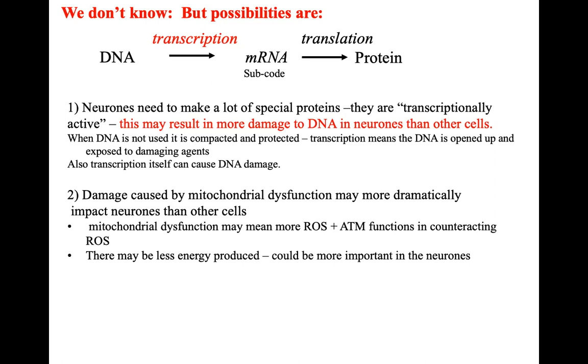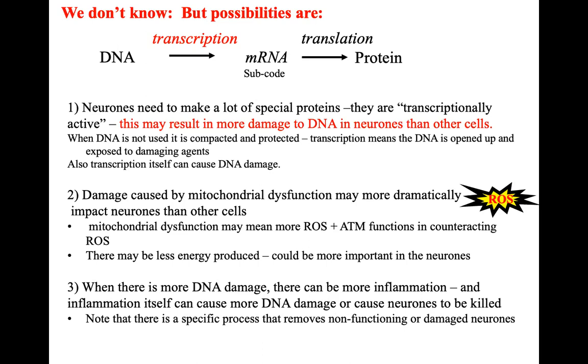this mitochondrial dysfunction, and that may affect the neurons more dramatically than other cells, partly because they're very active, they may be emitting more ROS, and then if there's dysfunction in ATM, that may result in even more ROS, and because ATM is not good at counteracting that. But there may also be less energy produced, because I told you these mitochondria are the powerhouse of the cell. So maybe we're not making enough energy to keep those neurons functioning. And that may be particularly important in neurons.